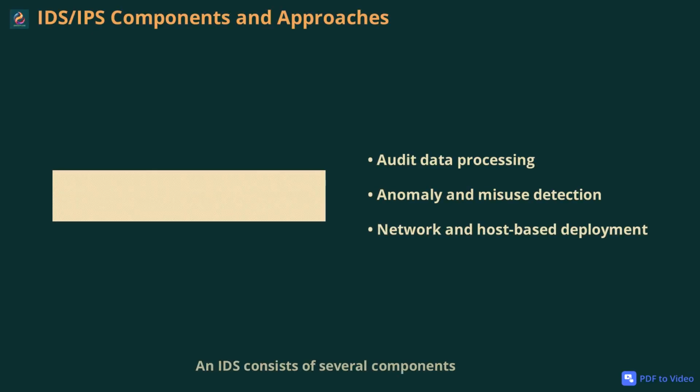An IDS consists of several components, including audit data preprocessors, detection engines, and decision tables. These systems can be deployed as network-based or host-based solutions. Two primary detection approaches are used: anomaly detection, which identifies unusual patterns, and misuse detection, which relies on known attack signatures. By combining these methods, IDS/IPS solutions can effectively identify both known and emerging threats.